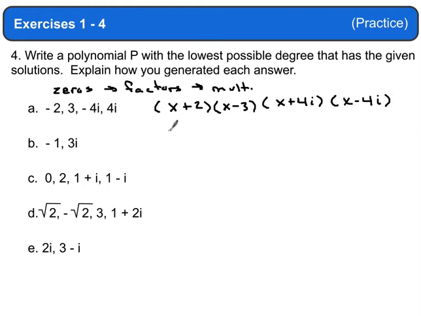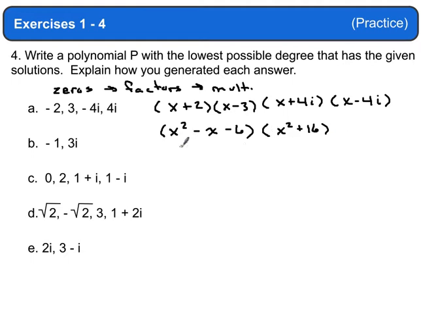If you multiply the first two, you're going to get x squared, -3x, and 2x is -x, and then 2 times -3 is -6. This is a conjugate pair. It's also a sum of squares. So when you multiply that together, you're going to get x squared plus 16.